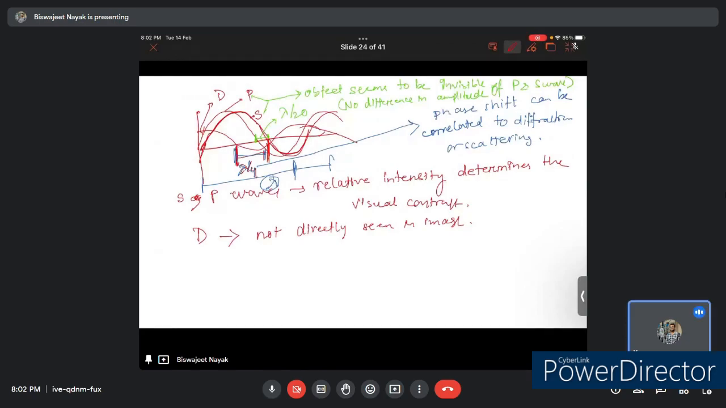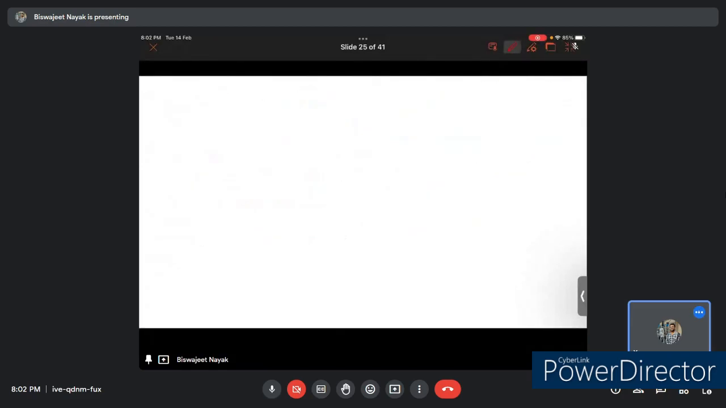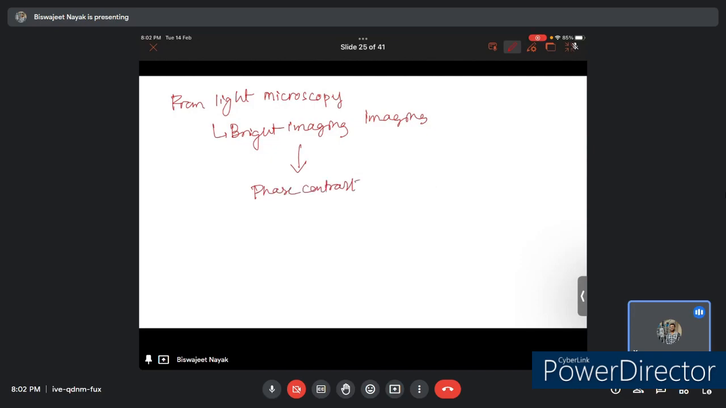So how is this phase contrast different from the light microscopy, the bright field imaging which we use? They are using one phase plate. How is this phase contrast different from bright field imaging? We are using an additional phase plate in our optical system. Because of that we are getting this difference.